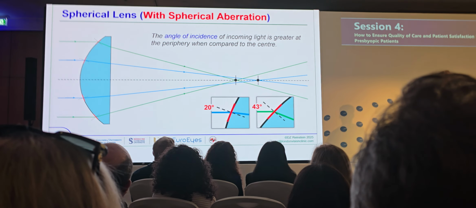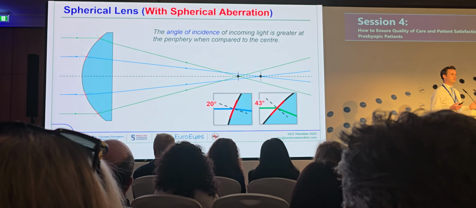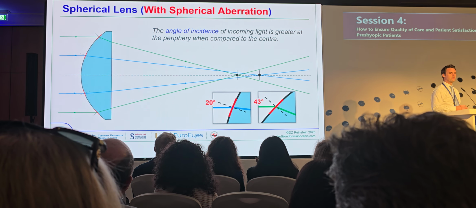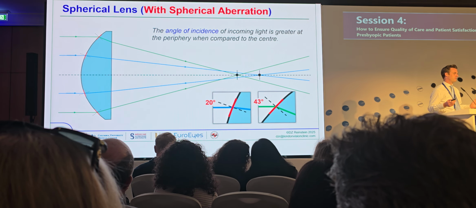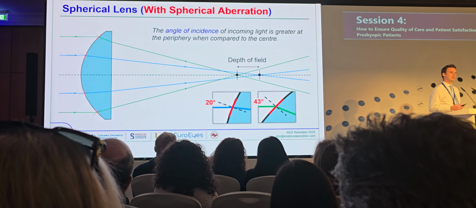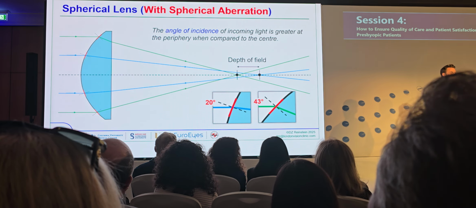And vice versa for the central bundle of rays, where the angle of incidence is less, the focal point is going to be further away. And so that's sort of, rather than a single point focus, it has sort of a range of focal points, essentially. And that is what we mean when we say it gives you depth of field.